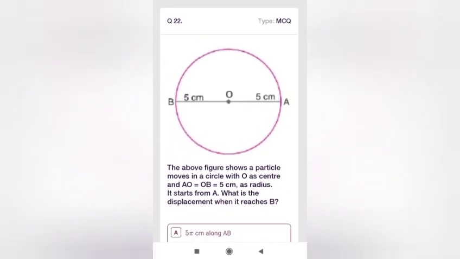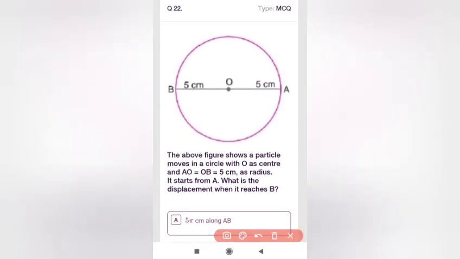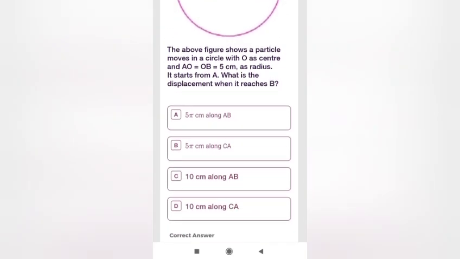So the same question, but they're asking you to find the displacement. Displacement means the shortest path. Where is the shortest path? From the point A to B, the shortest path is this. So it is 5 plus 5, it is 10. Therefore, the correct answer will be 10 cm along AB. Option C is the correct answer. Not CA, option D is CA. Option C is the correct answer.